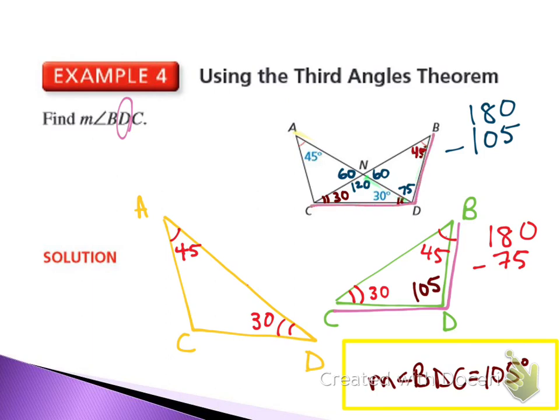You still want BDC. So what is the last step you had to do, Braden, to find BDC? Yeah. You add 30 and 75, which still makes 105. So you can use whatever method you want, whatever works for you.